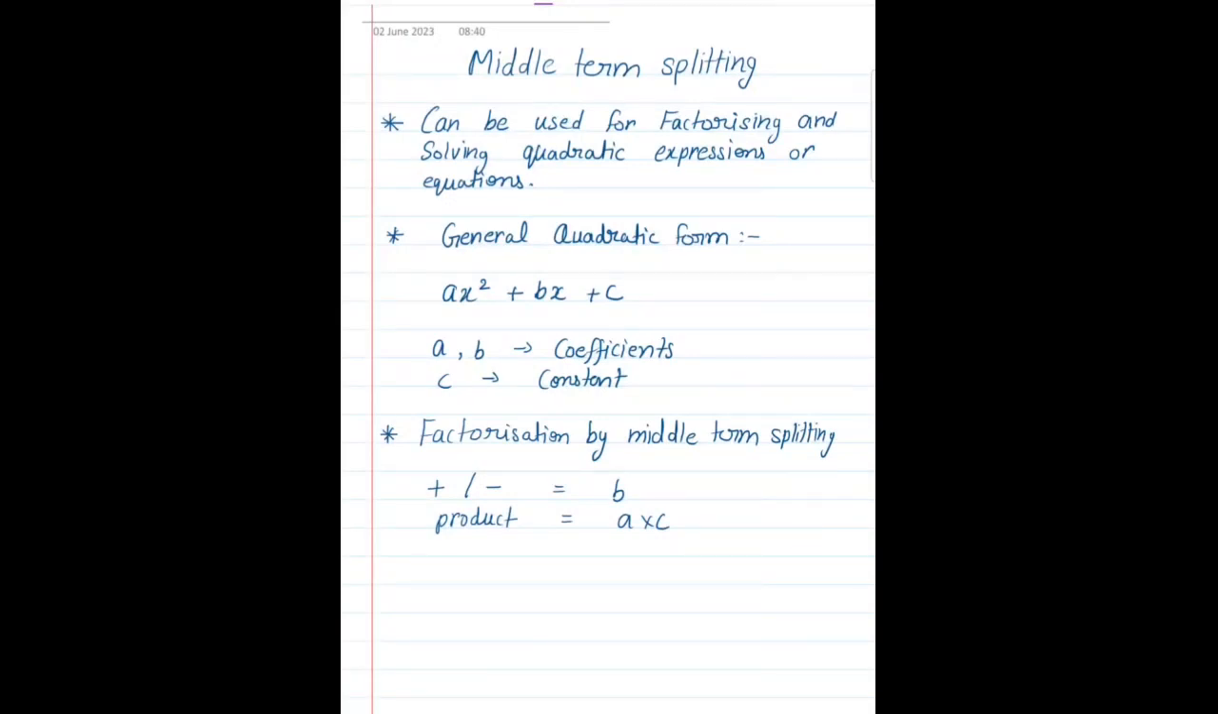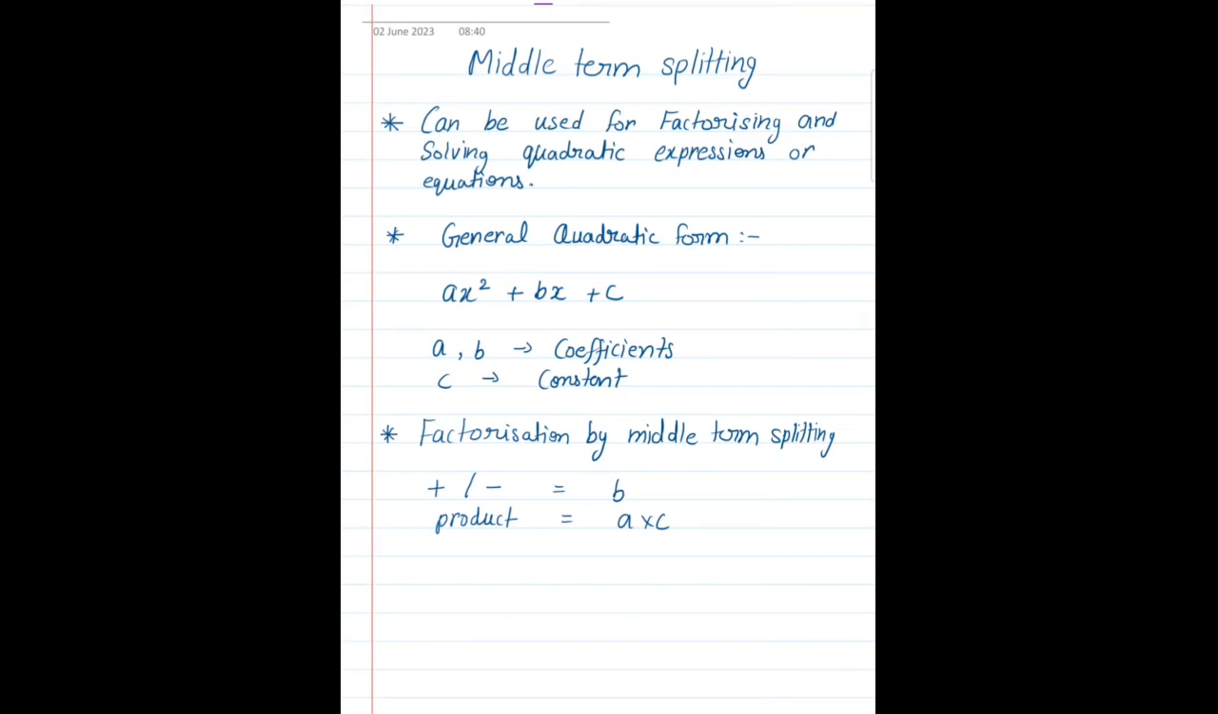Today we are going to understand middle term splitting. It's a method that can be used to factorize and solve quadratic expressions and equations. To understand middle term splitting, you need to understand the parts of a quadratic expression.